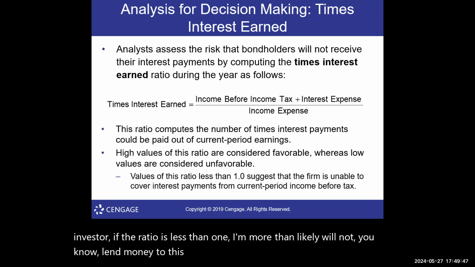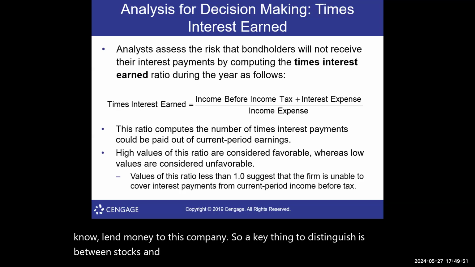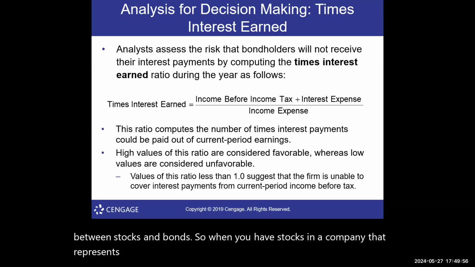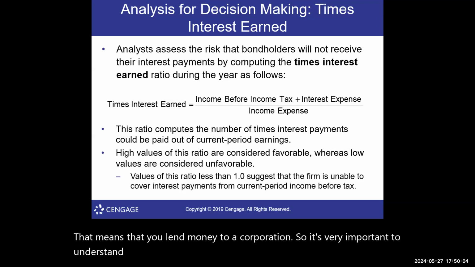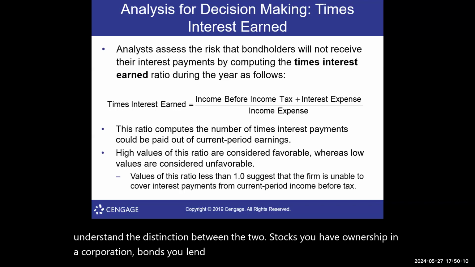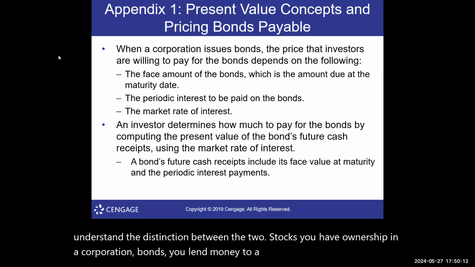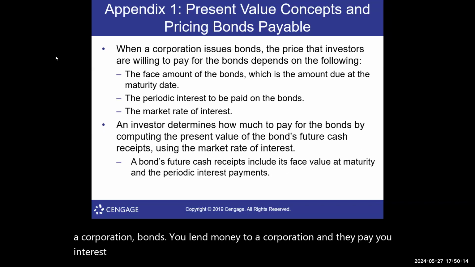So a key thing to distinguish is between stocks and bonds. When you have stocks in a company, that represents ownership. When there is a bond, that means that you lend money to a corporation. So it's very important to understand the distinction between the two. Stocks, you have ownership in a corporation. Bonds, you lend money to a corporation, and they pay you interest. And with stocks, they pay you dividends.